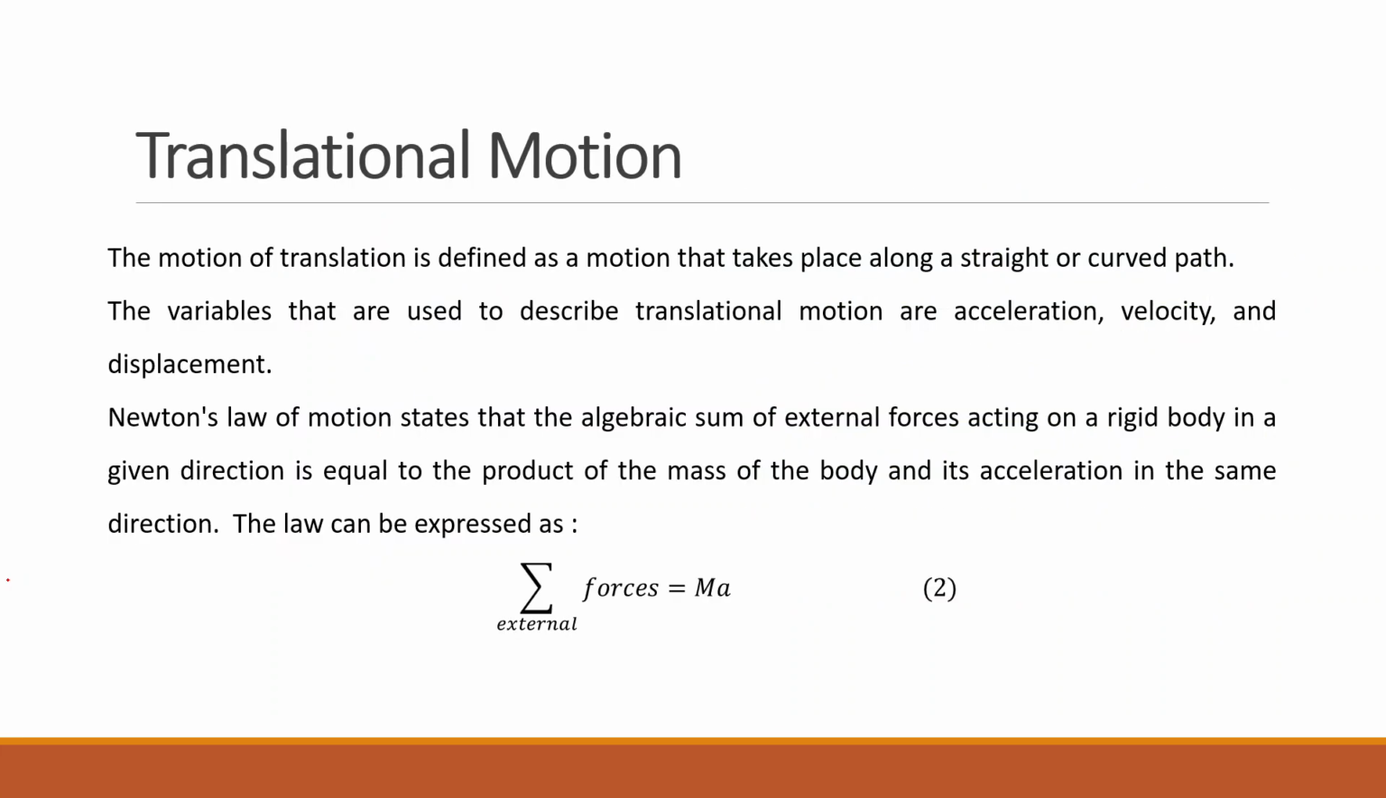So, translational motion. The motion of translation is defined as a motion that takes place along a straight or curved path. The variables used to describe translational motion are displacement, velocity, and acceleration. As stated by Newton's second law, the summation of all the external forces on a rigid body is equal to mass times acceleration.